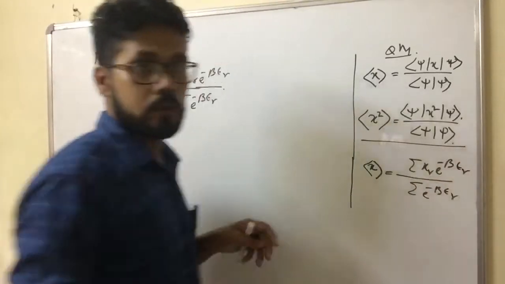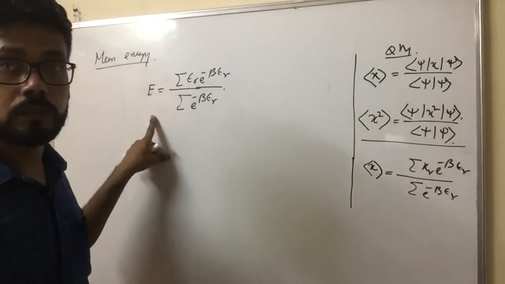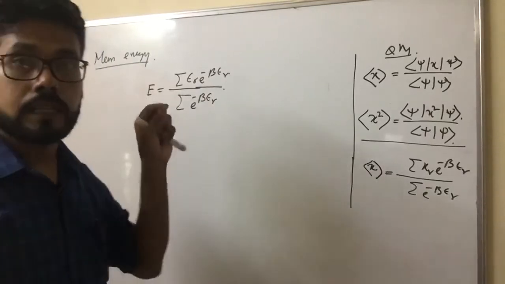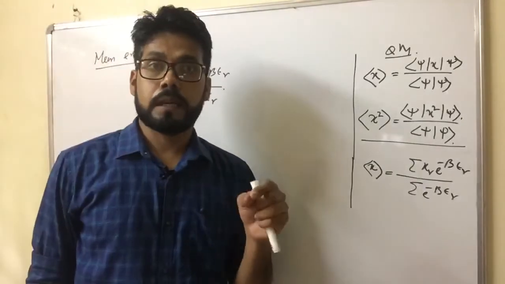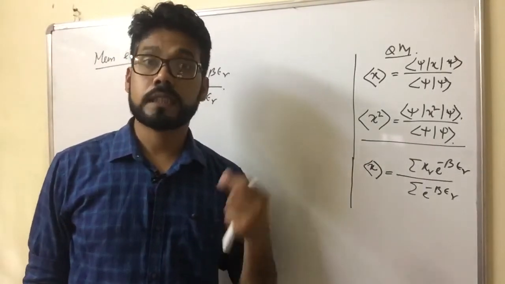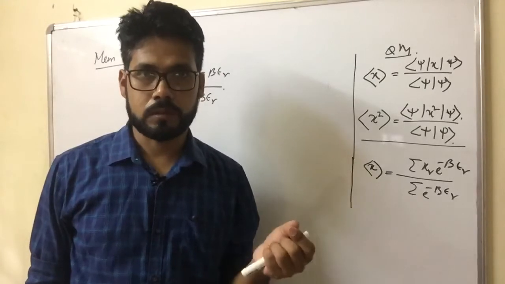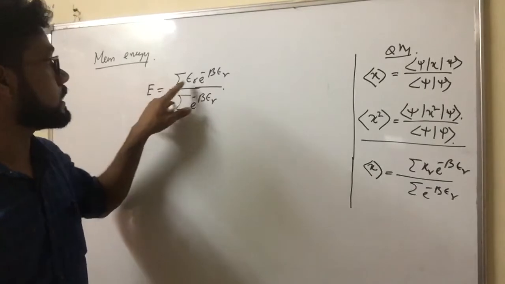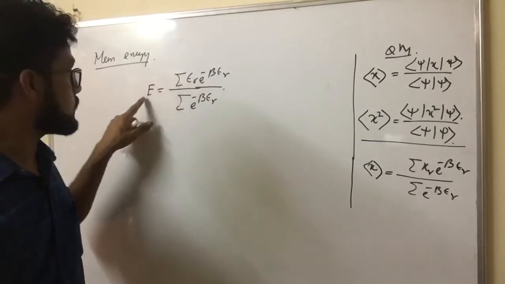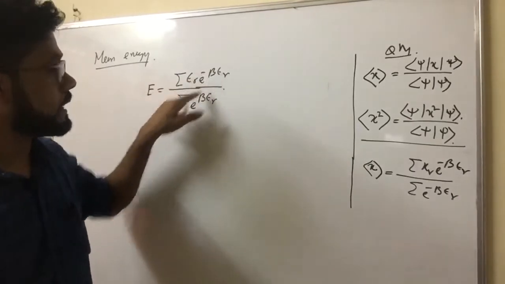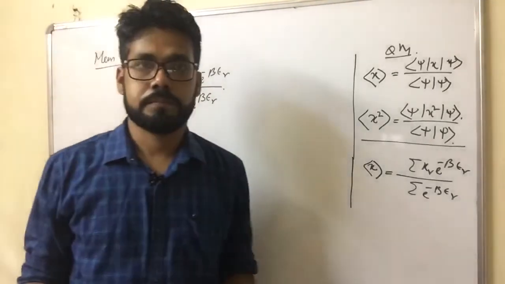And don't think that this expression is valid only for energy. This expression is valid for any thermodynamical mean parameter. If you want to evaluate mean energy or mean momentum in the statistical framework, you have to use this formula. If it is E, we put E. If it is X, it will be X. If it is entropy, it will be entropy. The rest of the portion will remain the same.